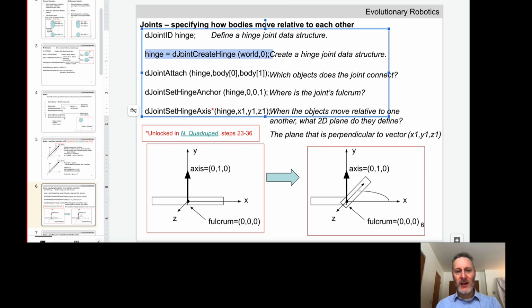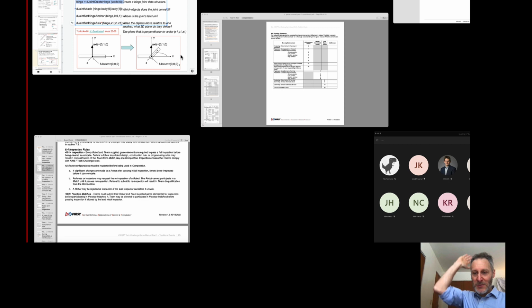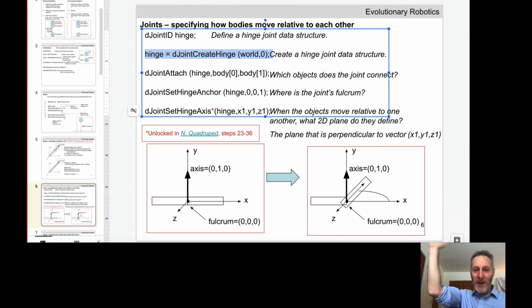There are different types of joints you can create. In this course, we're going to be working mostly with hinge joints, things that constrain objects, hopefully you can see my arm here, to rotate through a two-dimensional plane relative to one another. So like your knee joint or your elbow joint.